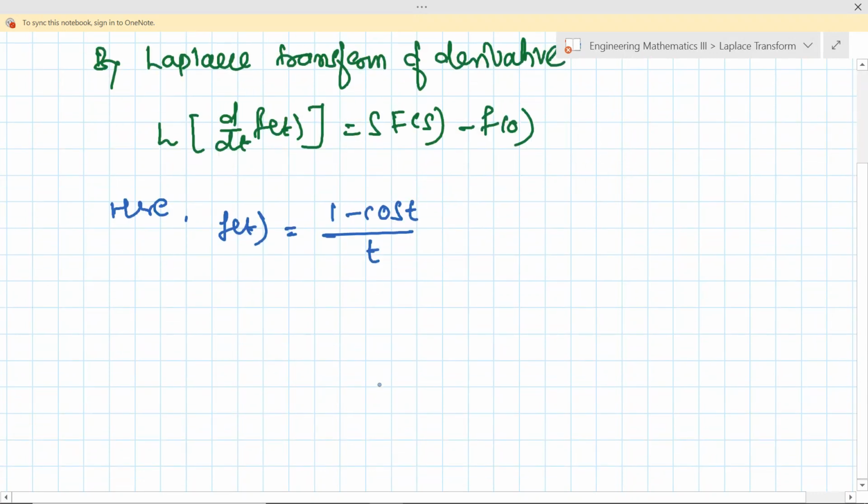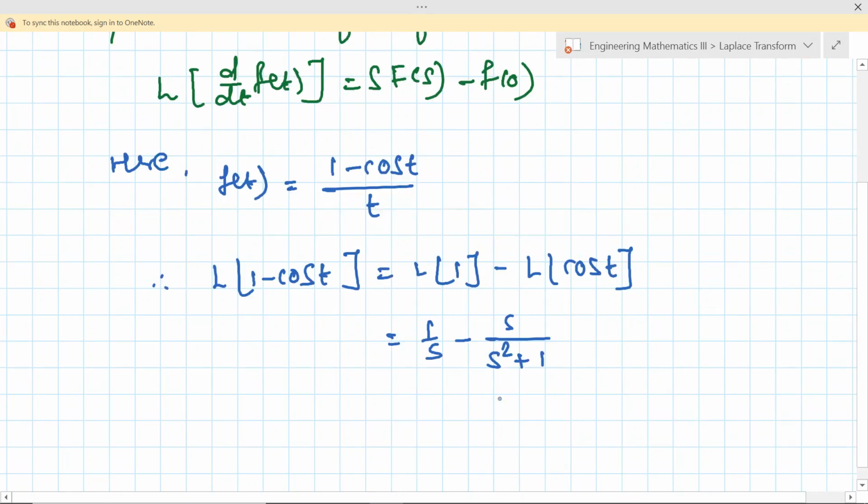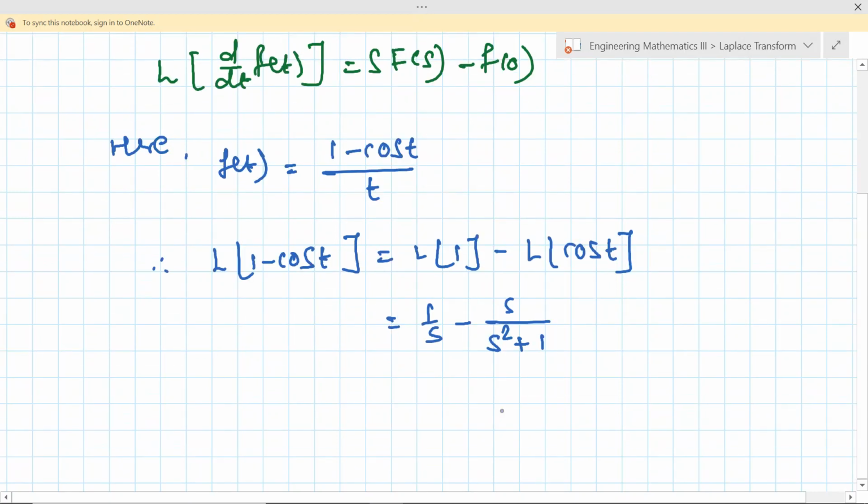How do we get the Laplace of this? So simply use the division by t property. Okay, so therefore Laplace of 1 minus cos t, find out this. This is nothing but Laplace of 1 minus Laplace of cos t. What is this? This is 1 upon s minus s upon s square plus 1. This is the Laplace of cos t, isn't it? So I have just used the Laplace of cos at, which is s upon s square plus a square.